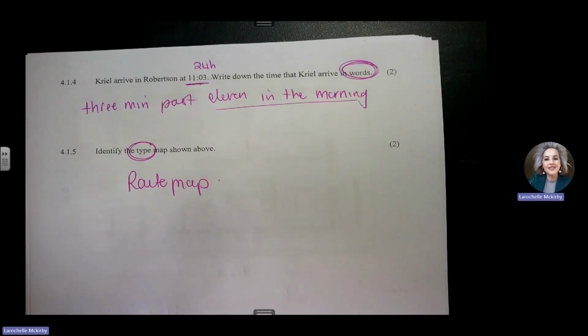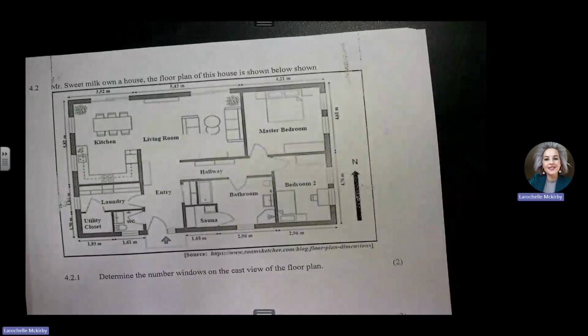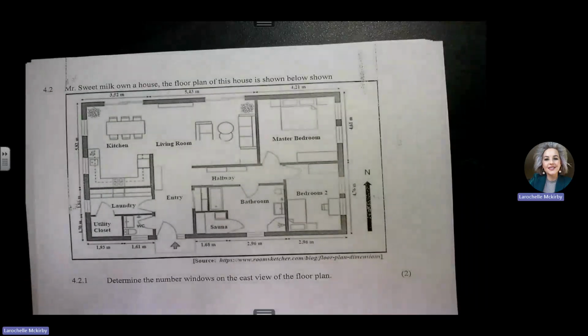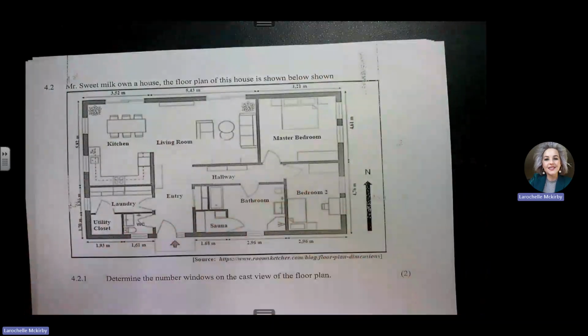Okay, let's go away from a route map a bit more towards a floor plan. Looking at the floor plan here, again, we are with Mr. Sweetmilk, and he owns a house. The floor plan of this house is shown below. Now, here I can see a floor plan, and some other time ago they asked in an NSC paper, from where are you viewing this floor plan, or from what view is this?